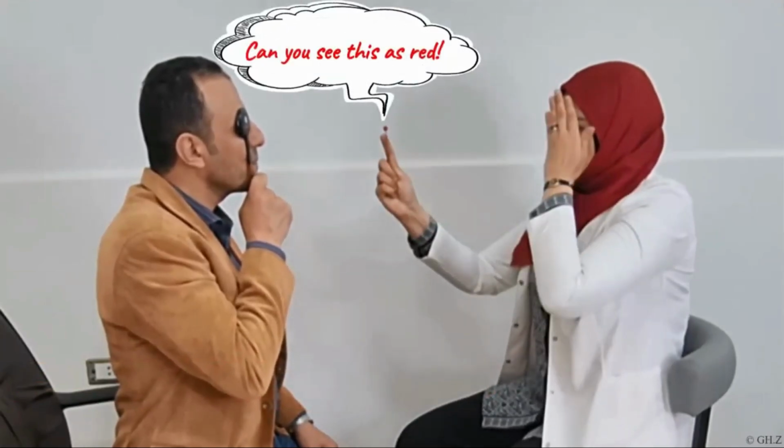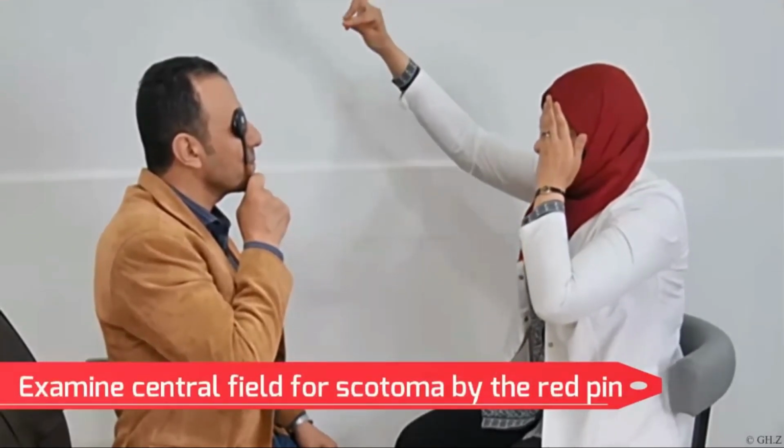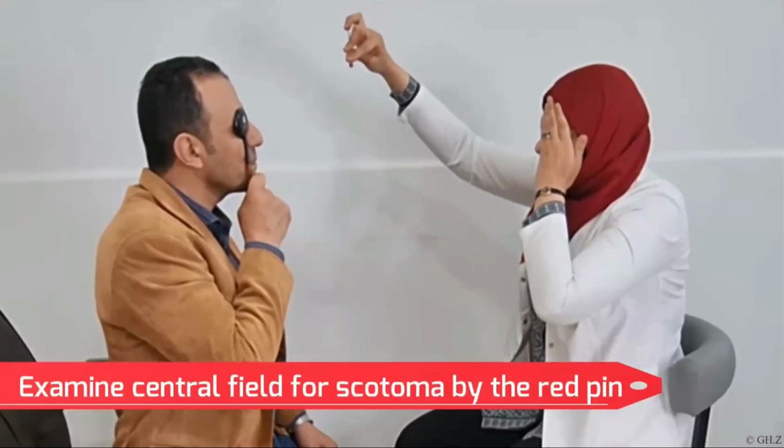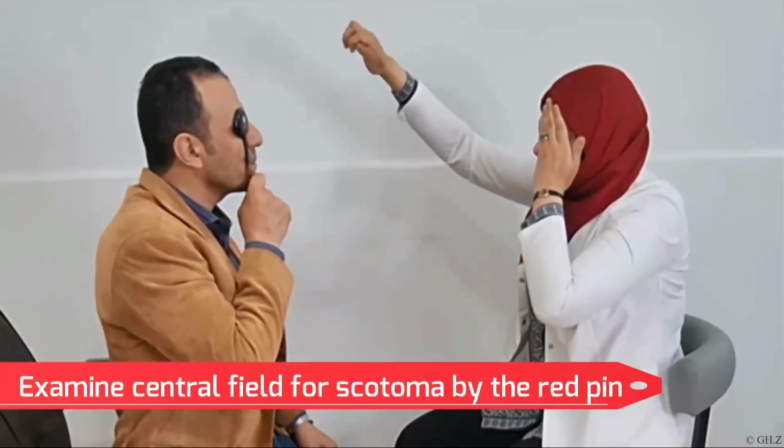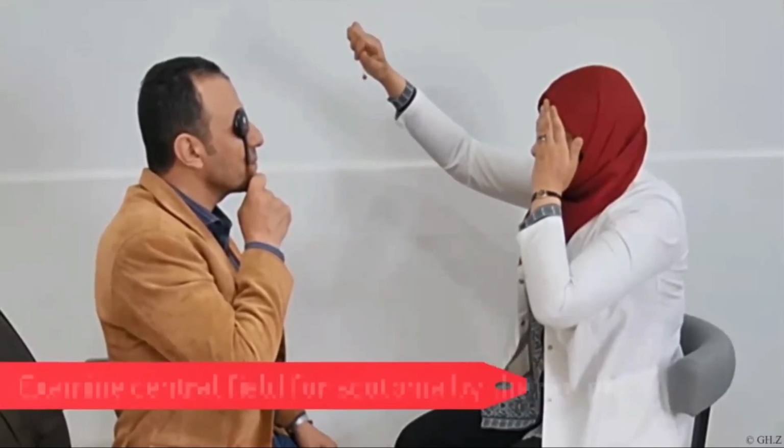And here, using the red pen to check for any scotomas in the central field. Here's the upper temporal central field. Notice the language I'm using: the upper temporal central field. Move it until the fixation point. And here is the lower temporal central field. Move it until the fixation point.